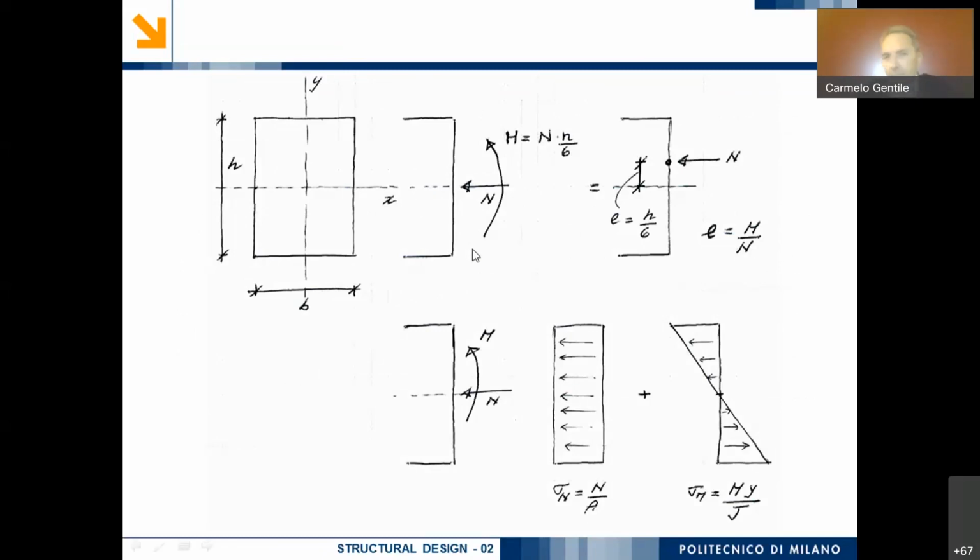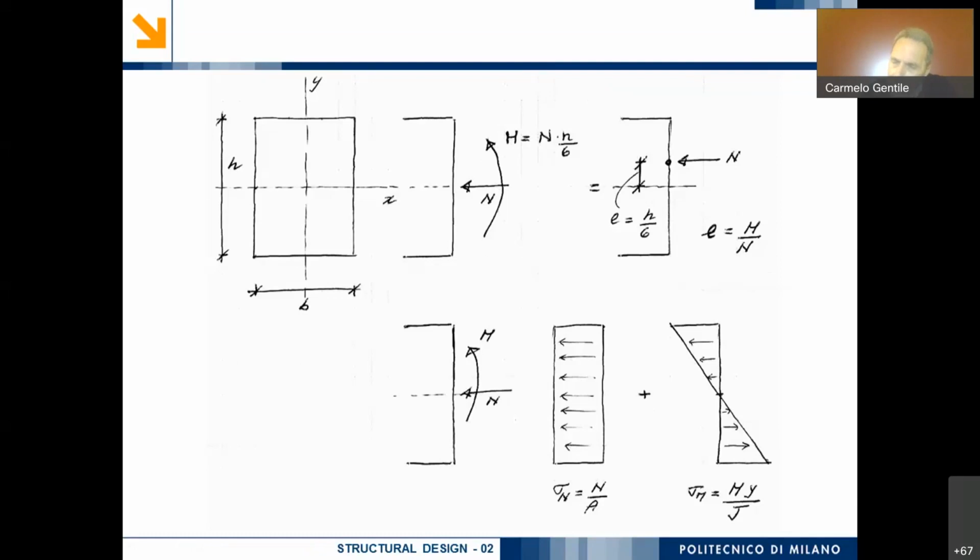What I expect is that due to the presence of the axial force, I will have a uniform distribution of stresses, while due to the presence of the bending moment, I have a linear distribution of the normal stresses, with a maximum normal stress in the upper part, for example, and a minimum normal stress in the lower part.